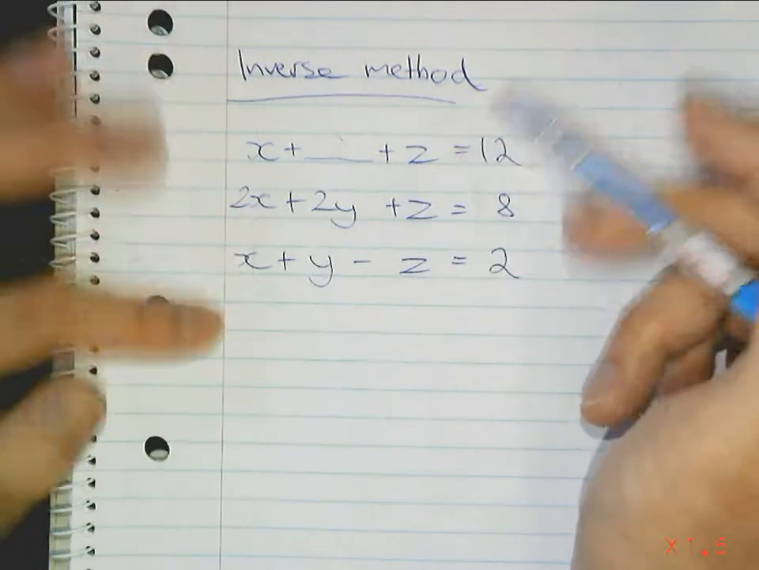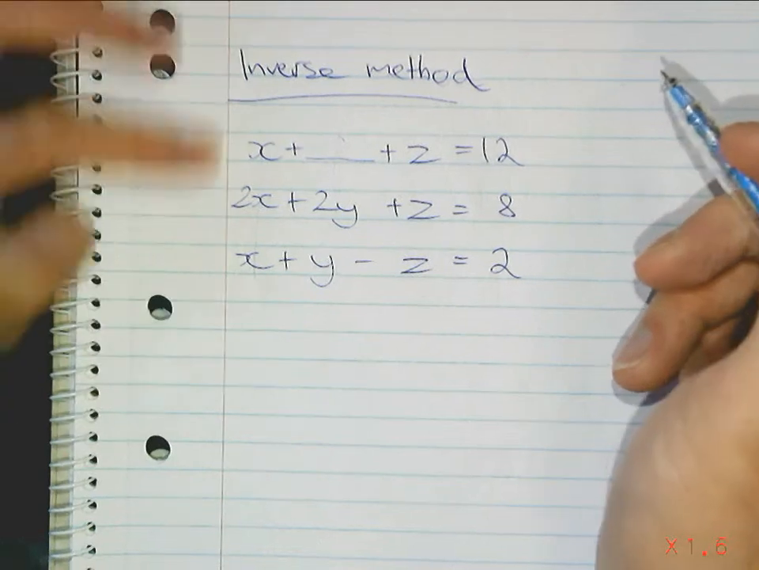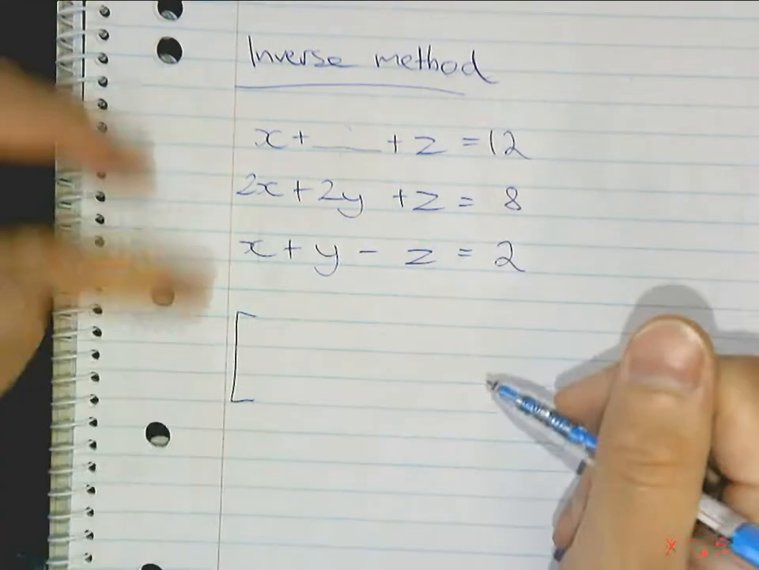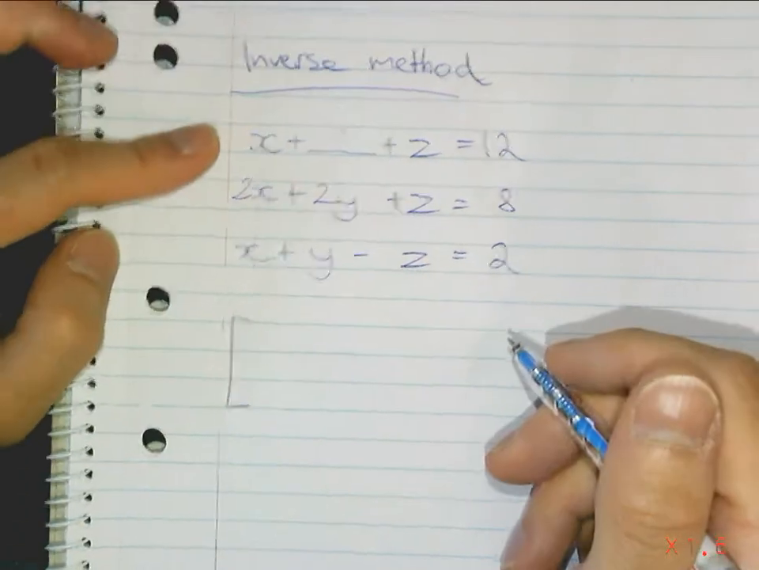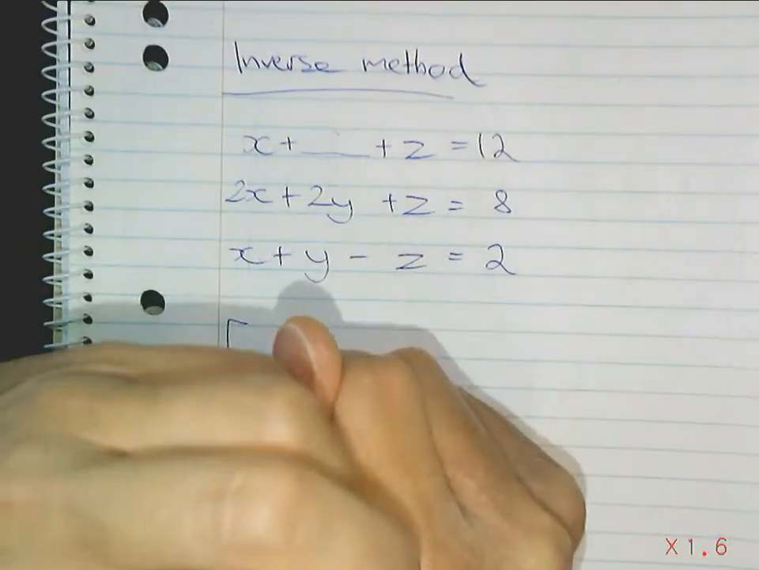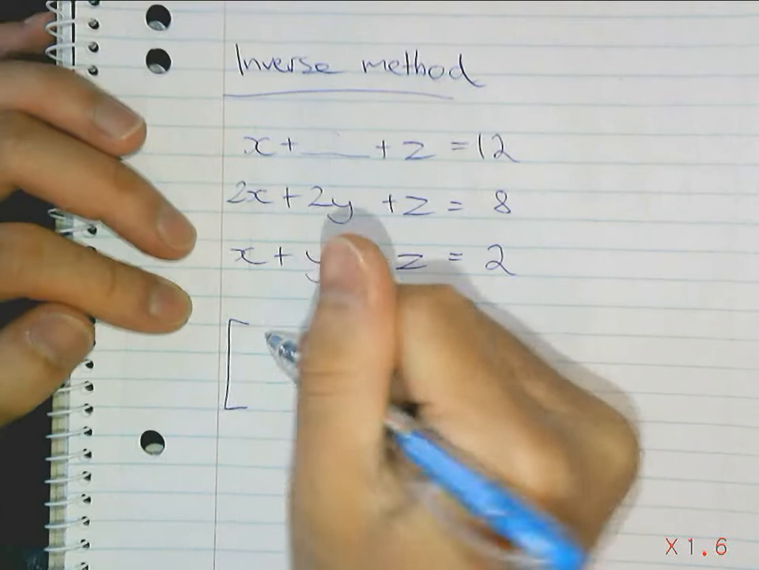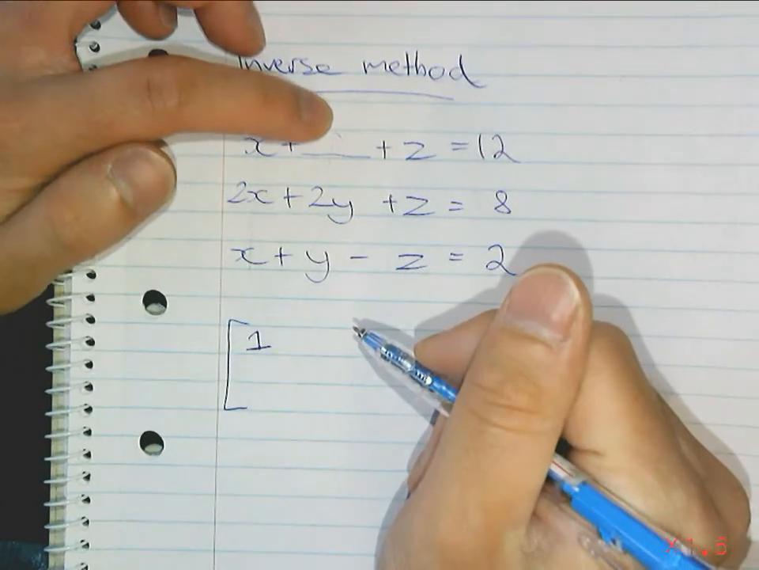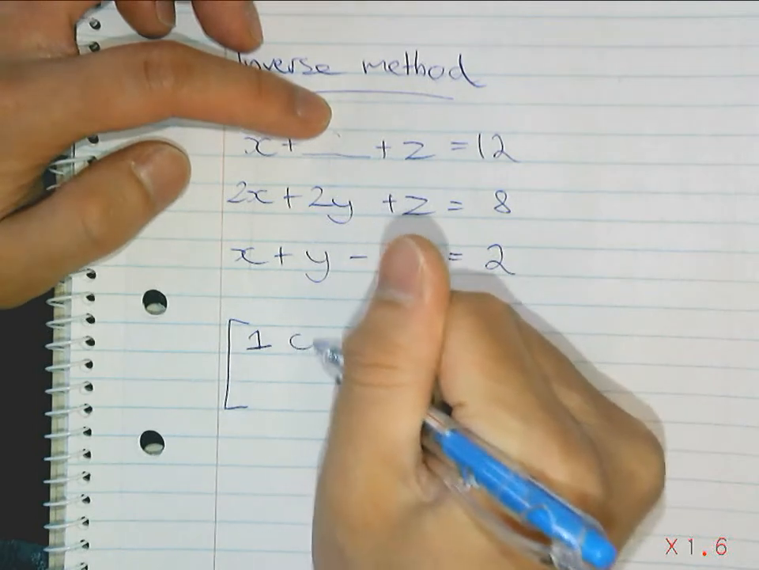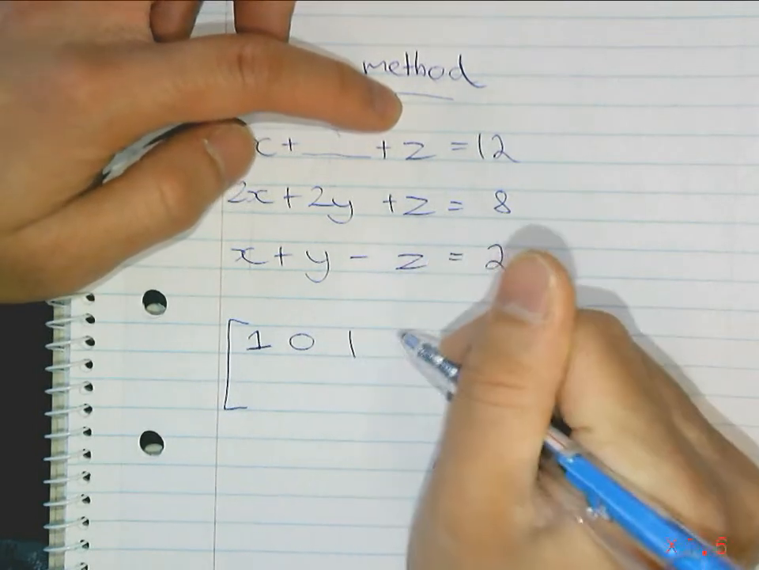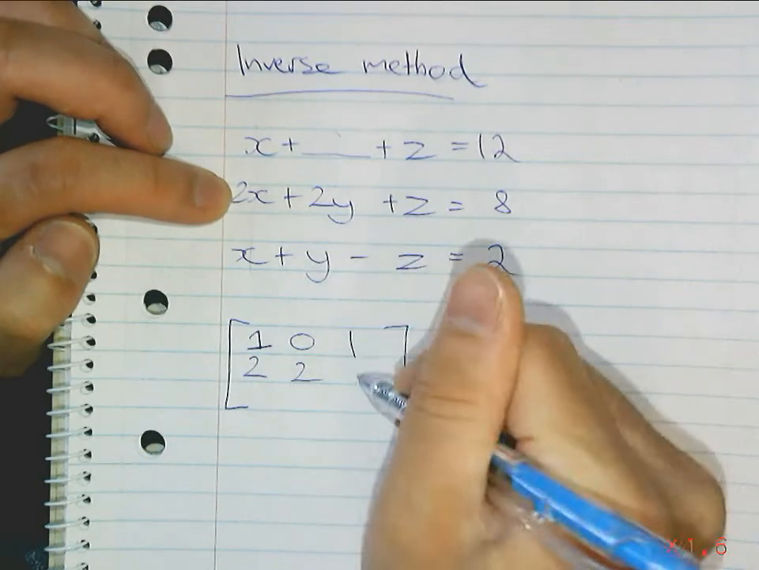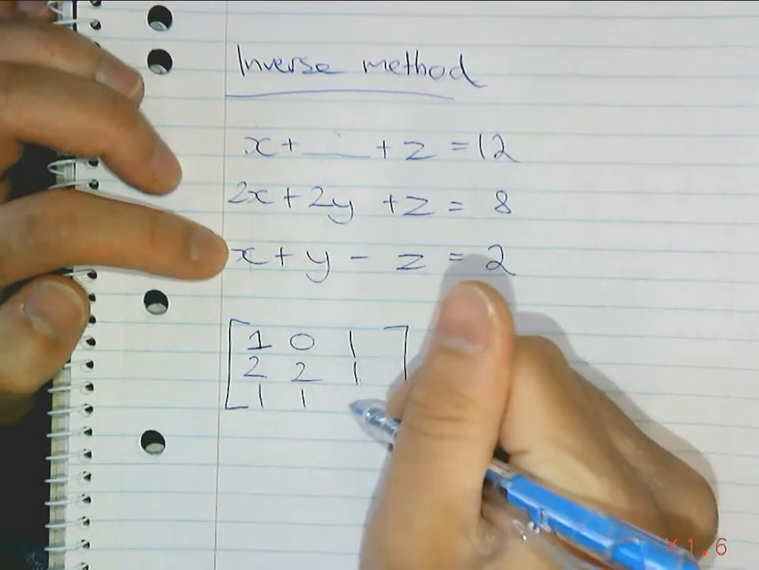The second check is to see if there are any equations you can simplify. None of these you can simplify. So we're going to create our first matrix, and this matrix is going to capture the coefficients here. The coefficient of x is 1. There's no y here, so the coefficient of y is 0. The coefficient of z here is 1, and I'm going to close that matrix off. And I'll do the same here: 2, 2, 1. 1, 1, negative 1.